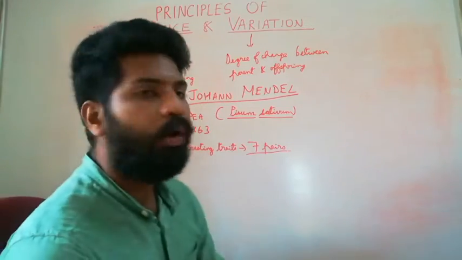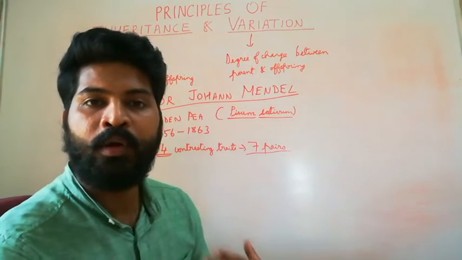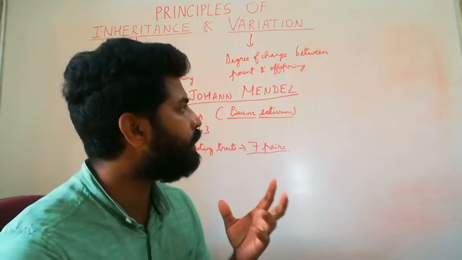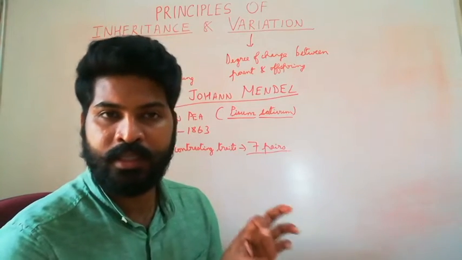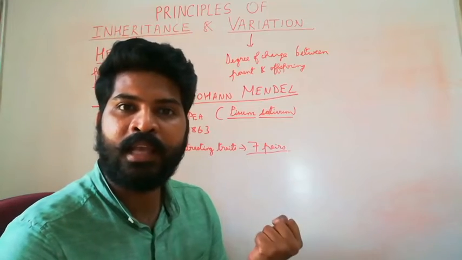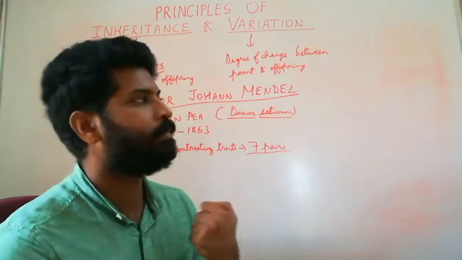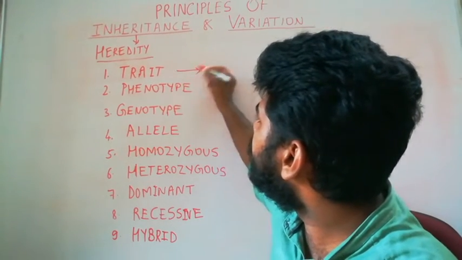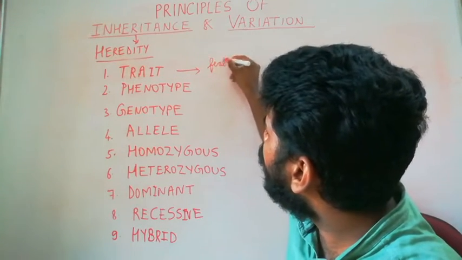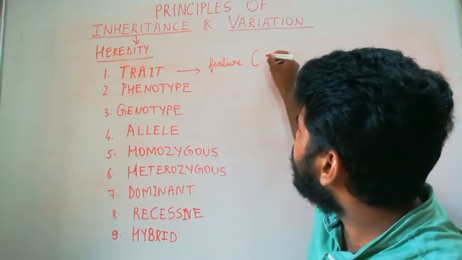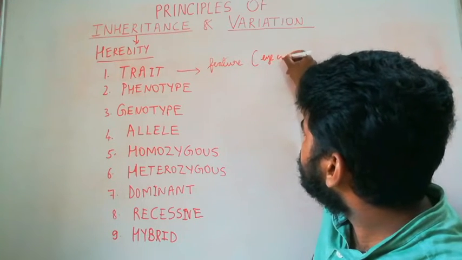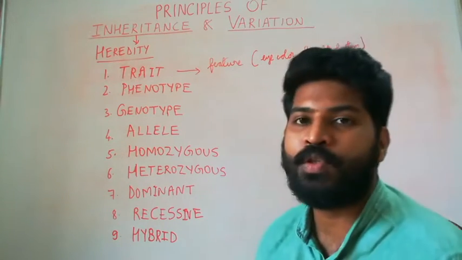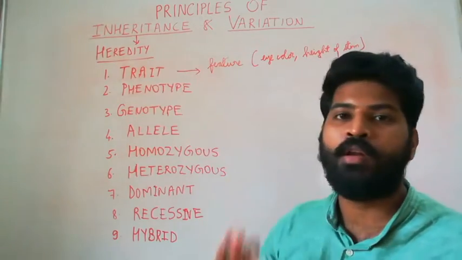Before we move on to discuss Mendel's genetic experiments, we have to understand a few terminologies so that we can easily grasp Mendel's experiments. Trait, as you already know, is nothing but a feature or a character. For example, eye color is a trait, or height. So these are characters or features.